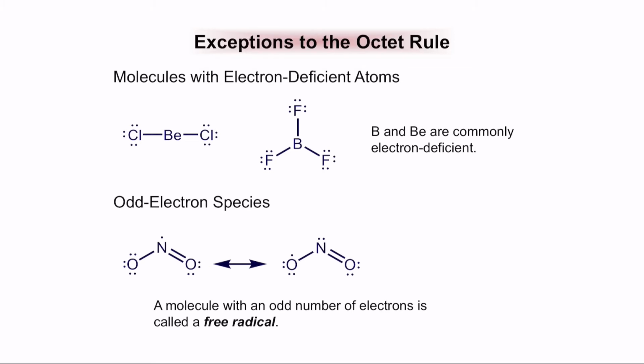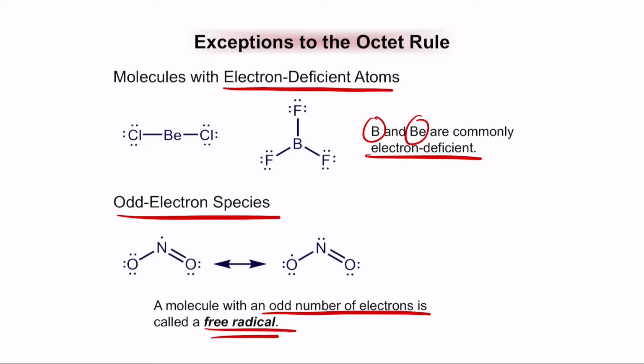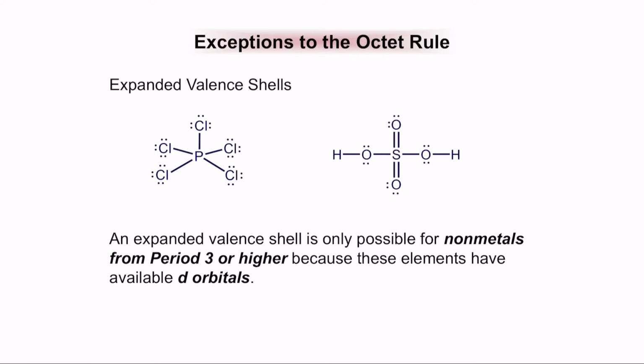Now there are exceptions to the octet rule. One of them is electron deficient atoms. These are atoms that are deficient in the number of electrons. For example, boron and beryllium are the most common electron deficient atoms. You have odd electron species as well, where a molecule with an odd number of electrons is also called a free radical. So these are other structures that can be exceptions to the octet rule.